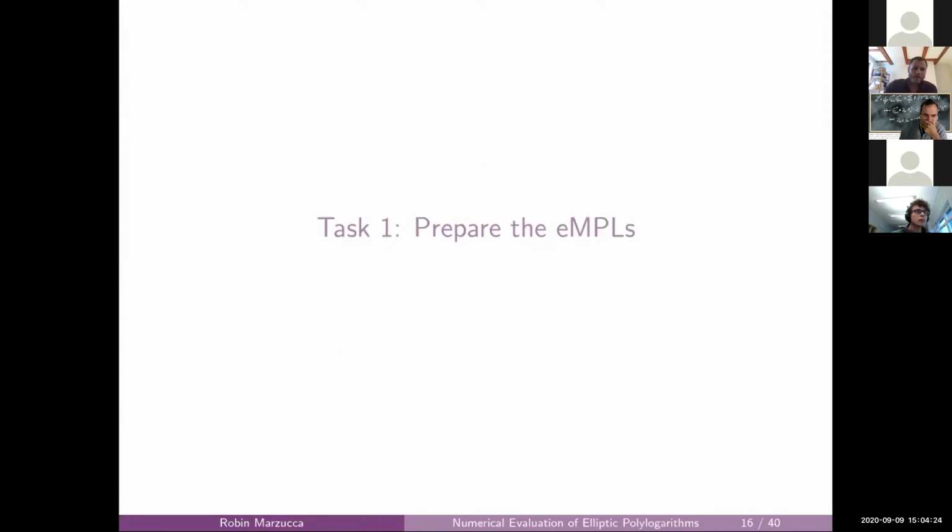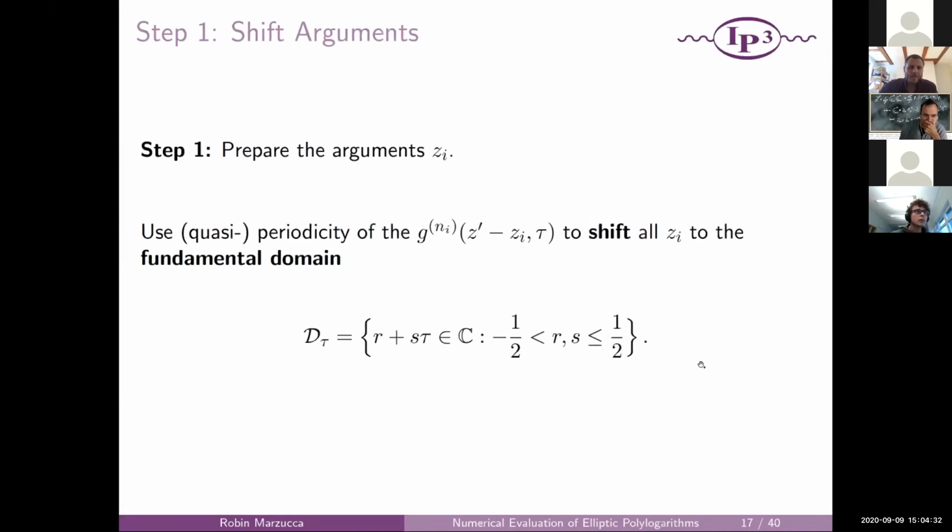So the first step of our algorithm is to prepare the elliptic multiple polylogarithm. This is the easiest step. We want to use the quasi-periodicity of these Kronecker-Eisenstein coefficients to shift all the z_i to the fundamental domain, which is not to be confused with the fundamental domain of SL2Z, which is just defined by this fundamental parallelogram. Okay, so this is straightforward.